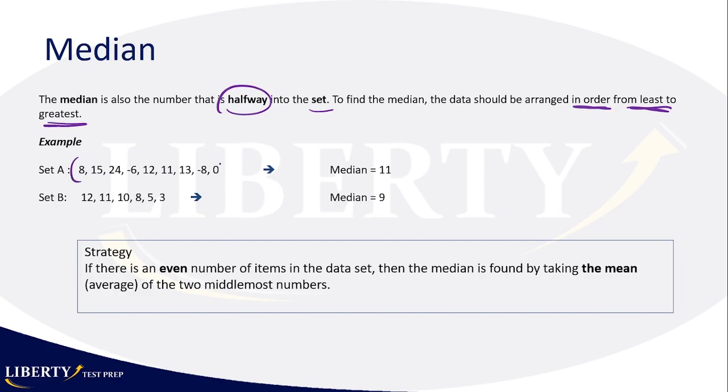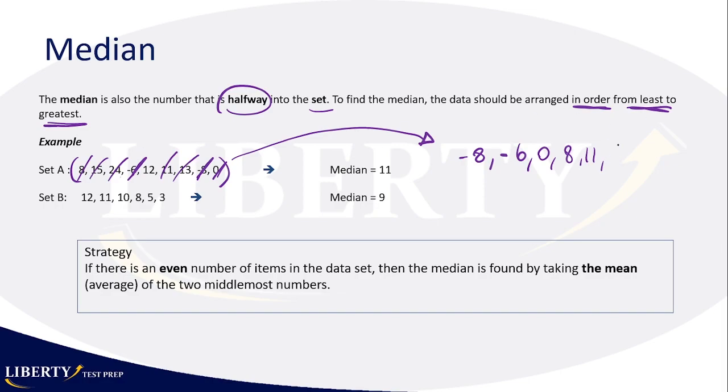So this one's already arranged in ascending order, so you have 15, 24, minus 8. Actually, it's not, right? So let me do that. You have minus 8, you have minus 6, then 0, and then you have 8, 11, and then you have 12, 13, 15, 24. So that's what you get in there.